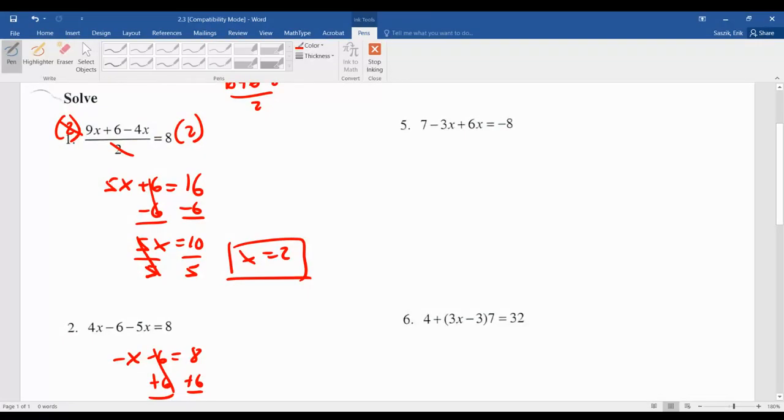So try to do 5 yourself if you haven't tried to do any yourself. This is not that bad. It's very similar to number 2. So go ahead and give that a shot.